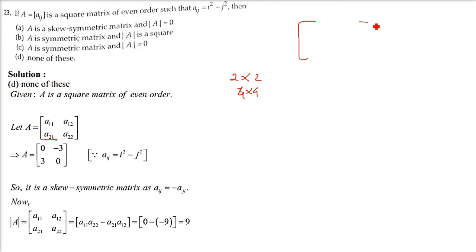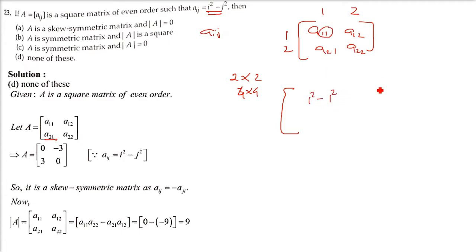Now if we take the example of 2 by 2, these are 2 rows, 1 and 2. These are 2 columns, 1 and 2. So this is A11, A12, A21, A22. Now you see, i squared minus j square for Aij. This is 1 square minus 1 square, 1 square minus 2 square, 2 square minus 1 square, and 2 square minus 2 square. So what do you get?